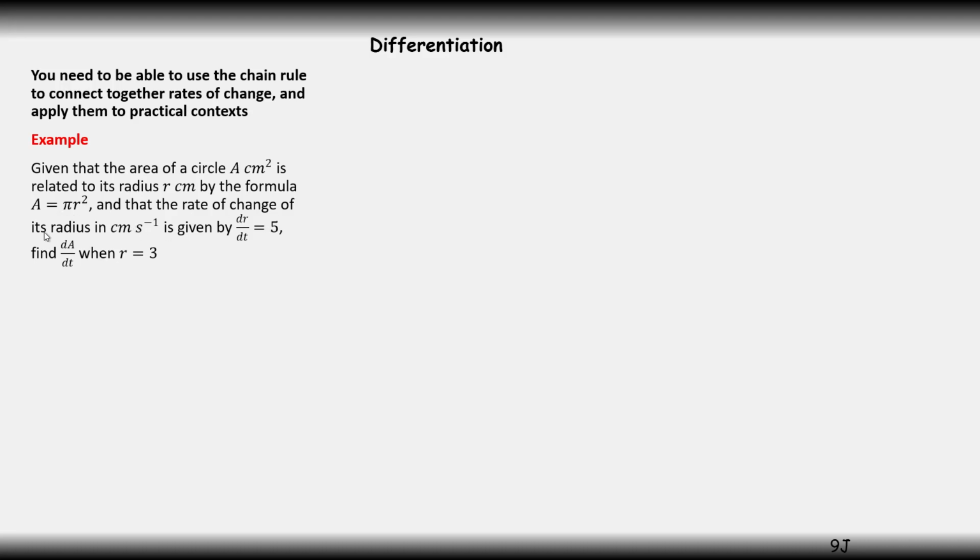And the rate of change of the radius is given by dr by dt. So it's the rate of change of the radius with respect to time. Find the rate of change of the area with respect to time, dA over dt. So we want to find dA over dt. Just quickly have a look here. We want to find dA over dt, and we're given dr by dt.